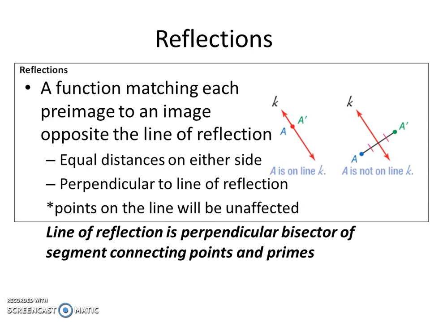You'll notice the do now on your notes talks about a paper battleship game. If we haven't discussed that game yet in class, just ignore the do now and move on to this box titled reflections. This is the definition we're going to work off of. It's a function, a transformation, matching each preimage to an image opposite the line of reflection. So that means there will be equal distance on either side of the line of reflection, and the line connecting each pre-image to its image will be perpendicular to the line of reflection.